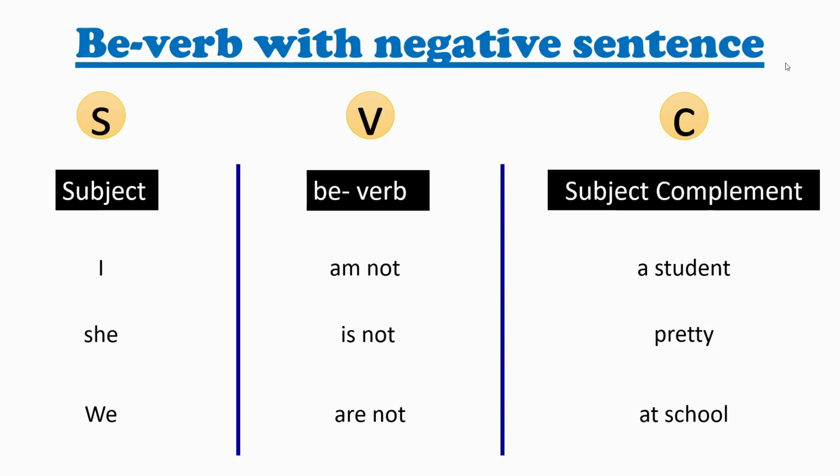Now let's learn the negative form of the be-verb. I am not a student. She is not pretty. We are not at school.